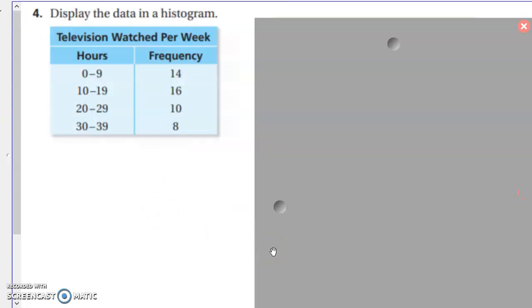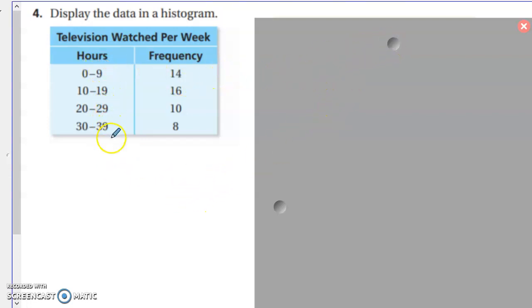Next up says to display the data in a histogram. So luckily they've already got the ranges here for you. It is television watched per week. So we have 0 to 9 hours, 10 to 19 hours, 20 to 29 hours, and 30 to 39 hours. I bet some of you are up on this upper end right now because of the Safer at Home right now, but we're doing the best that we can.